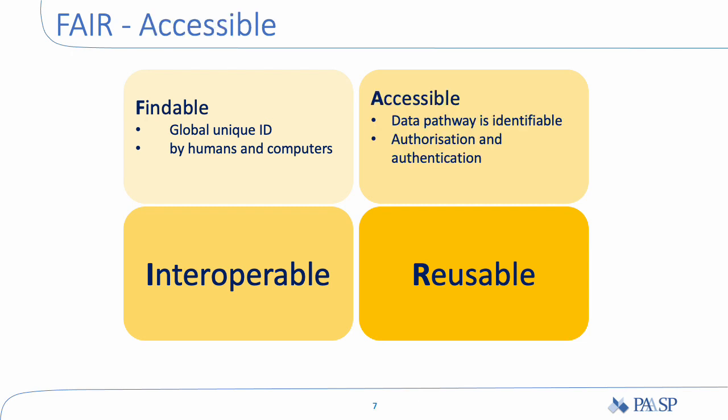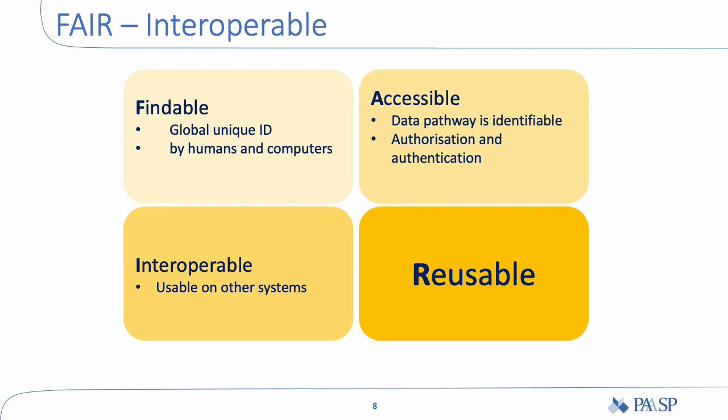The second letter stands for accessible, which is very similar to available in Alcoa. Here it's important to describe, or at least understand, the path from which data can be accessed. However, FAIR also requests that barriers like authorization and authentication should be considered and overcome, any barriers that might block access. This is not mentioned in Alcoa and brings another level of transparency.